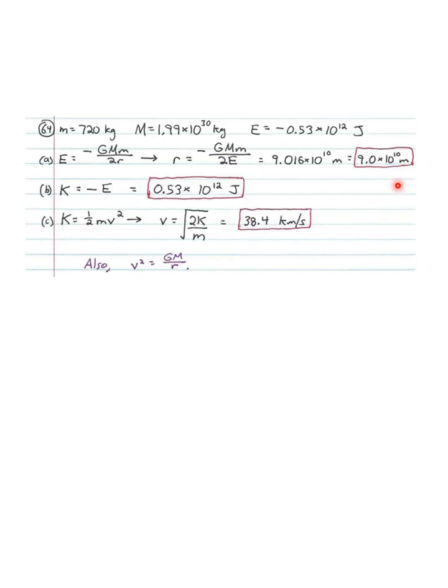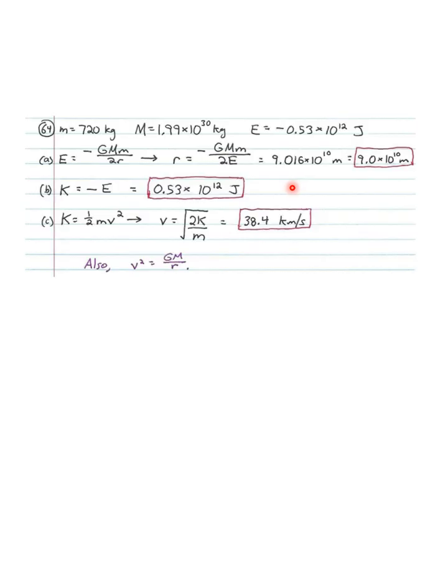Question B, what is its kinetic energy? Well, again, if you go back in the notes or in the book, you'll see that in circular orbit, kinetic energy is equal to negative E. Now, that doesn't work for elliptical orbit. Elliptical orbit has a trading off between kinetic and potential. But with a circular orbit, potential stays the same because distance stays the same. So kinetic stays the same, and it is always simply going to be negative E. So it's going to be positive 0.53 times 10 to the 12 joules, or 0.53 terajoules.